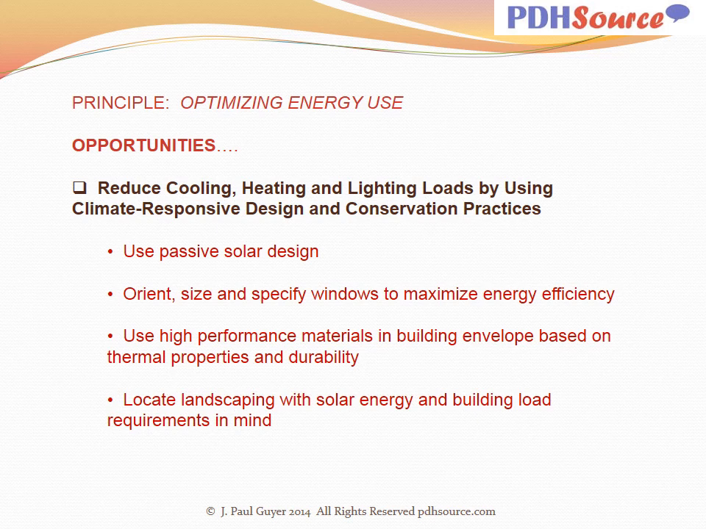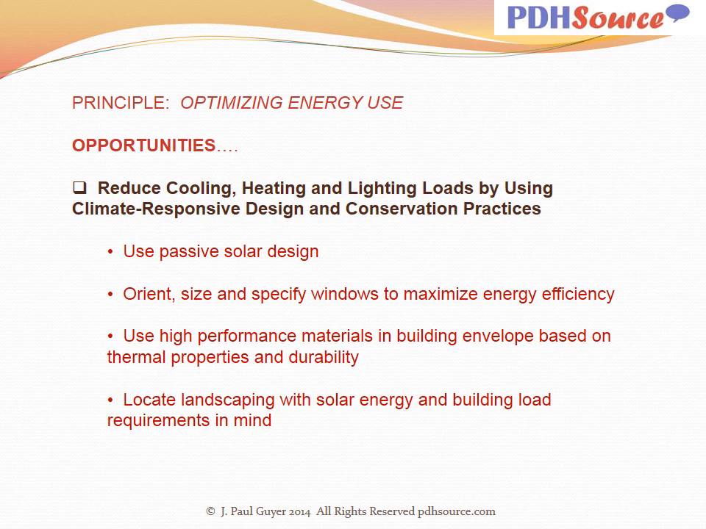Maybe the location of your building is such that you can use solar energy passively to heat your building in the winter. That's not going to be the case in all geographical locations for climate reasons, and I don't want to get into that because that's really a whole different topic. Orient, size, and specify windows to maximize energy efficiency. If you're going to try to use solar energy passively, big windows on the south exposure, small windows on the west and east exposures, and sort of medium-sized windows on the north exposure.